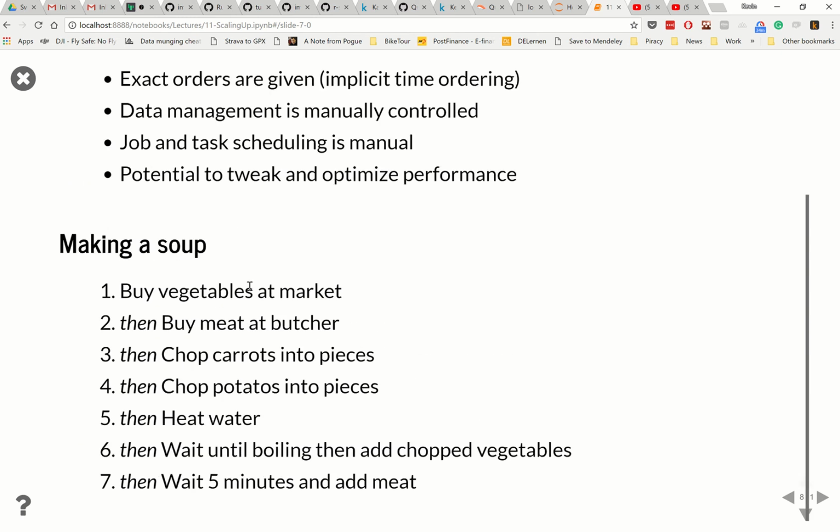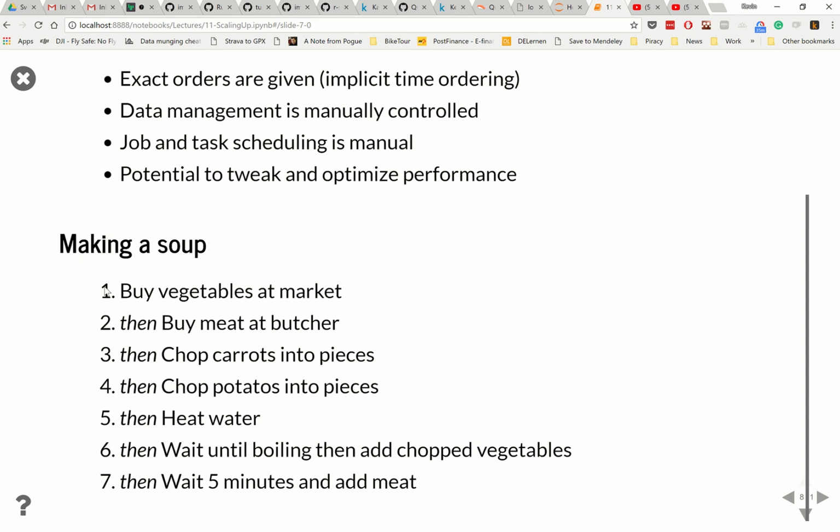If we take the simple example we had in the very first lecture about making a soup, this is the imperative way of describing that process. You have 7 steps: buy vegetables at the market, then buy meat at the butcher's, then chop carrots into pieces, and so on. For an intelligent person, you can see that task 2 doesn't depend on task 1 at all. But when you write it this way, there's no way for a robot or a computer doing this task to know that task 2 is completely independent of task 1.